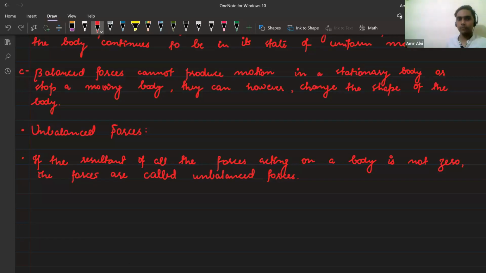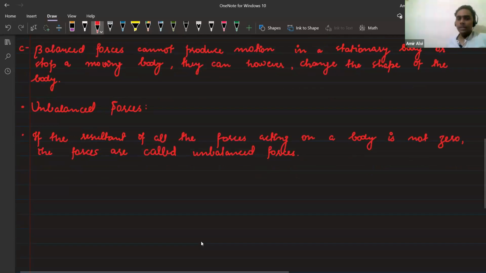Clear, everyone? Yes, sir. As you can see, the resultant, if we add all the forces, is not equal to 0. It means that some amount of force is left. So it can produce motion, and it can stop a moving body as well. Okay? So unbalanced forces are responsible for putting an object in motion and stopping a moving object.